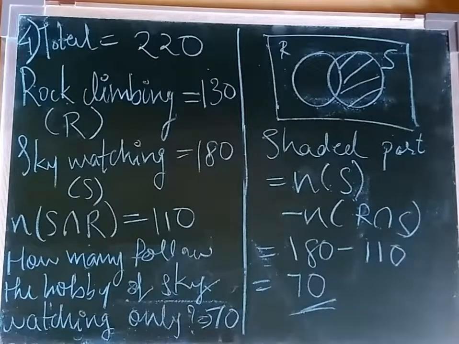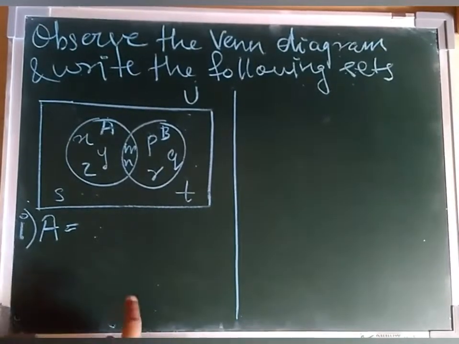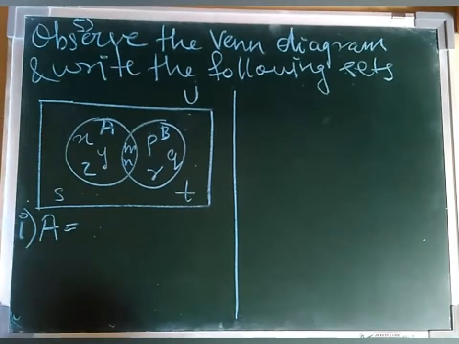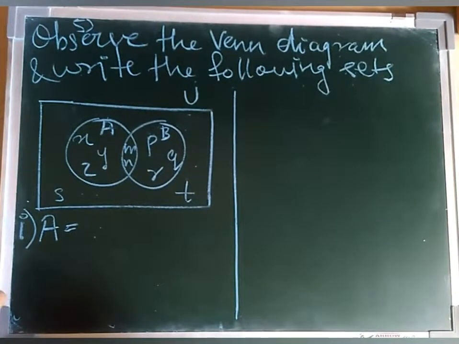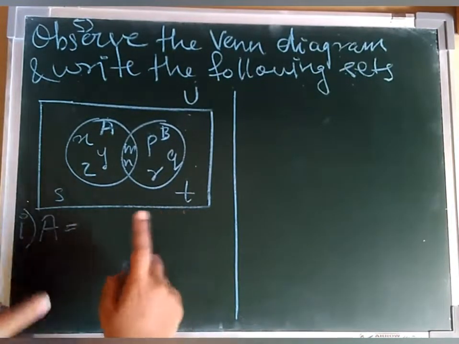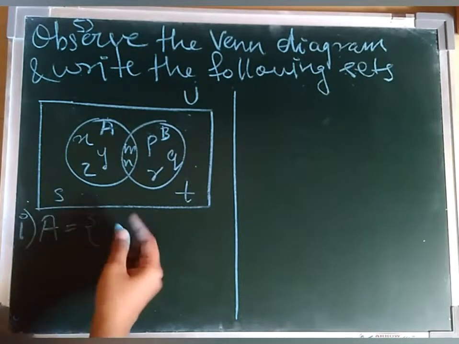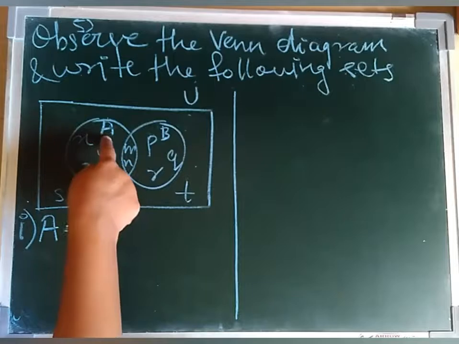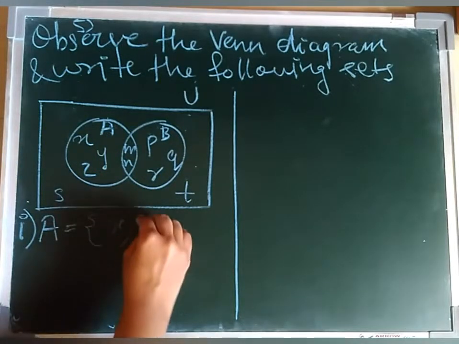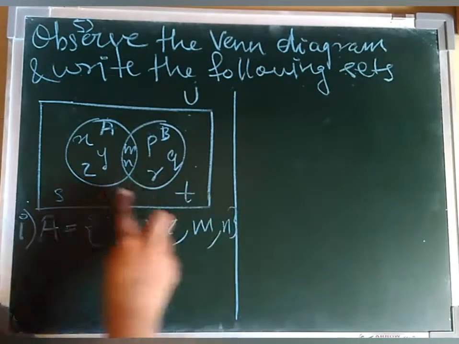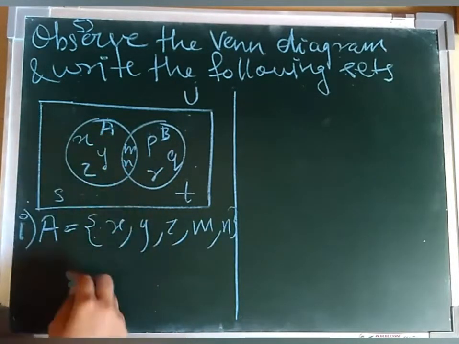Now we will do the question number 5. Okay, this is the question number 5. I have not written the number. The question number 5 is very simple. We have to observe the Venn diagram given below and write the following sets. So I have asked first A. I have to write the set A, which is this circle. So there are X, Y, Z, M, and N. I have to write all the elements within this particular circle.